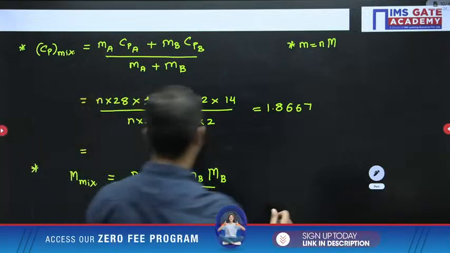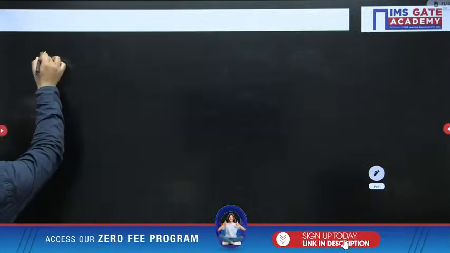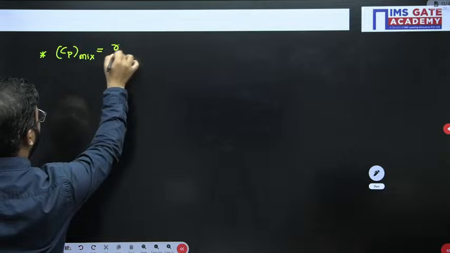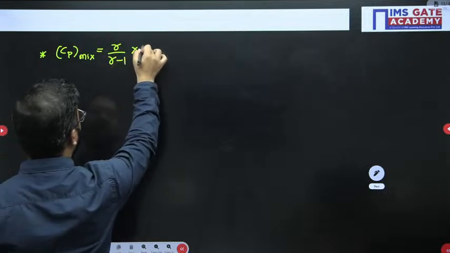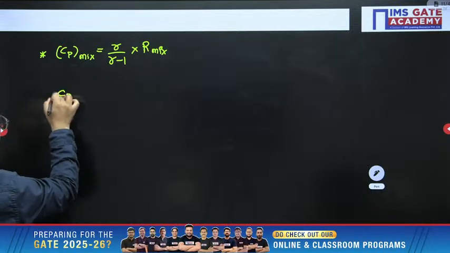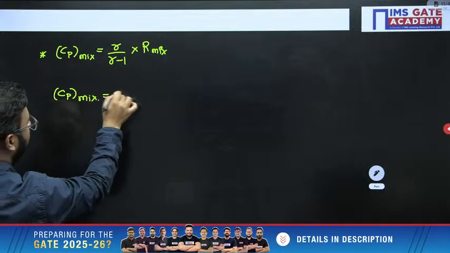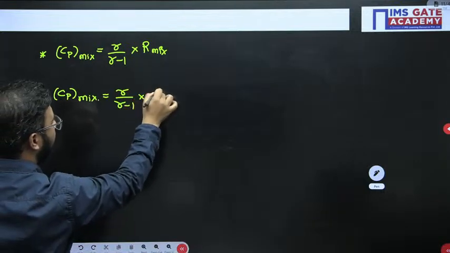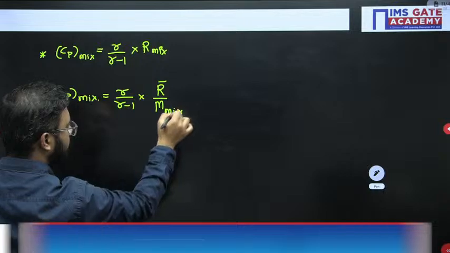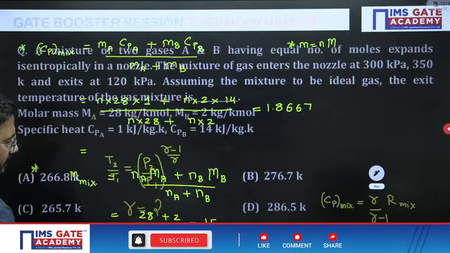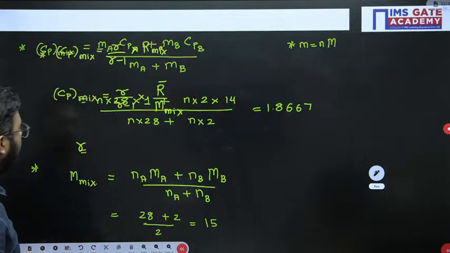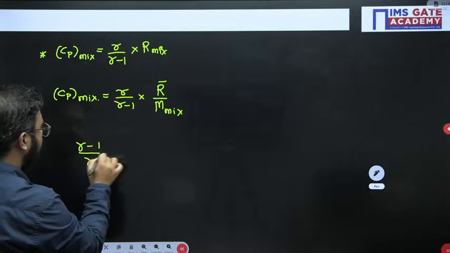Okay. Now, let us write here. Cp of the mixture equals gamma upon gamma minus 1 into R of mixture. Okay. So, Cp mixture is gamma upon gamma minus 1 multiplied by R mixture, that is R bar, universal gas constant, divided by molecular weight of the mixture. From here, this information I will be getting for gamma, but no need to calculate individual value of gamma. Directly gamma minus 1 upon gamma I will use. Gamma minus 1 upon gamma, this information I want.